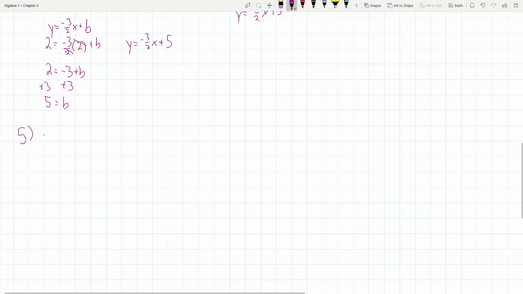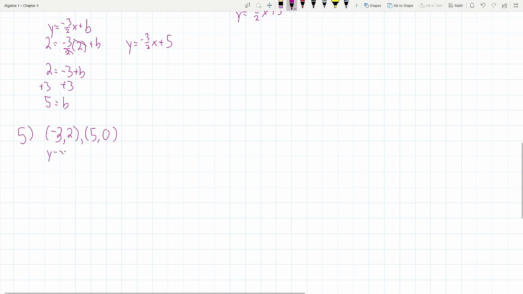Let's try it with number 5. Let's use point slope to get to slope-intercept. So starting off, I'm going to pull out my 2 points that I'm given. So negative 3, 2, and 5, 0. And you might be like, wait, there's a 0, but that's in the y location, so this is called an x-intercept. So it's not quite what we're looking for.